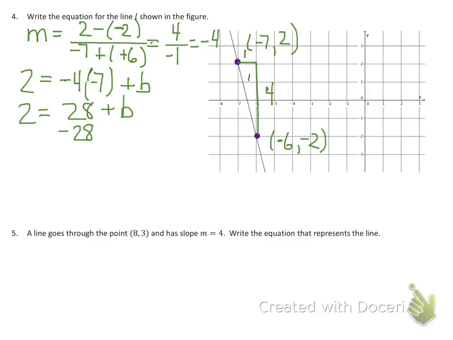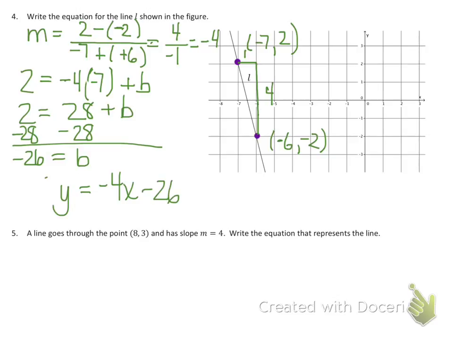So I'm going to subtract 28 from both sides here. So 2 minus 28 is the same as 2 plus a negative 28, so it's going to be negative 26, combining those. Then we've got our 0 there and b. So b is negative 26. So we can write the equation of the line as our slope of negative 4 times x minus 26. It's our answer in slope-intercept form.